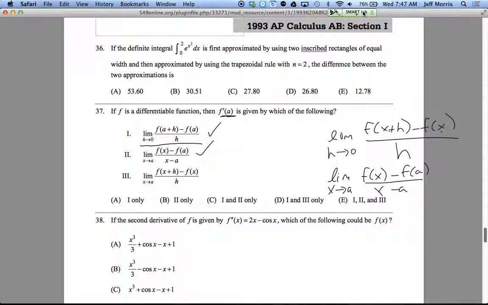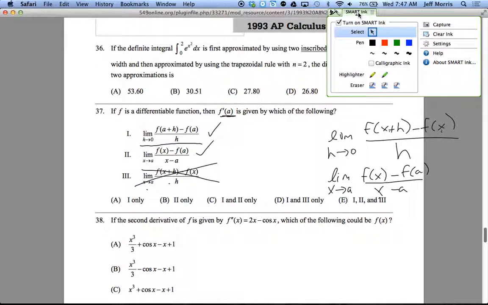Now, does this work? No. Our definition of derivative, h has to approach what? That doesn't work. So it's 1 and 2 only. That's just knowing two definitions. There's only two definitions for a derivative: the definition of derivative, and then the alternate form. That one's pretty easy if you know your two definitions.